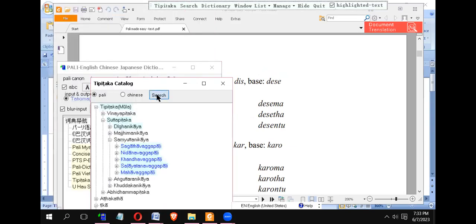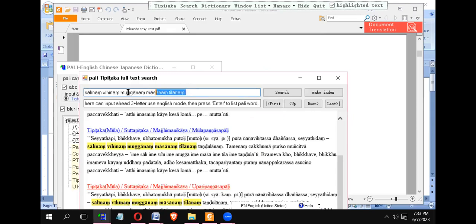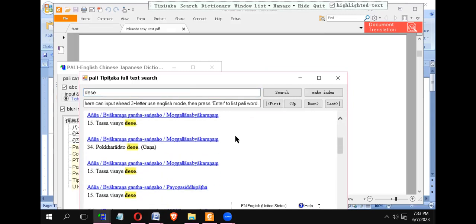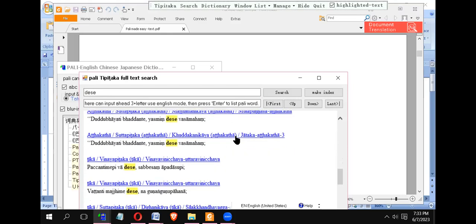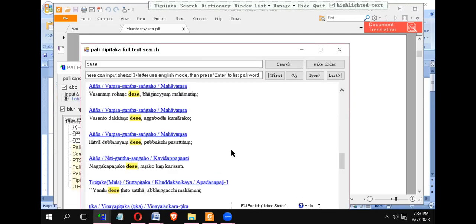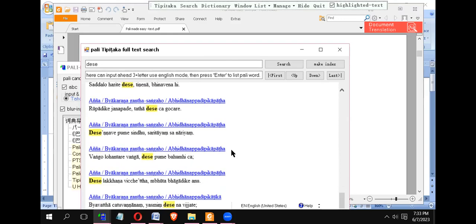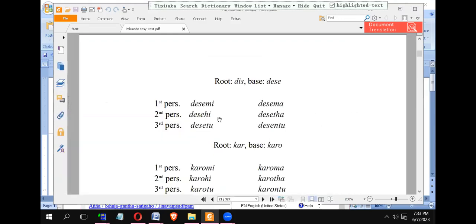So let's check the Tipitaka. Let me check with this one. Do we have dese? Let's say dese is a short form. Do we have dese here? Dese. This is a place. This means that dese is okay according to theory, but dese means it's a location here. So it's not a command here. So that's why it's not mentioned as dese.